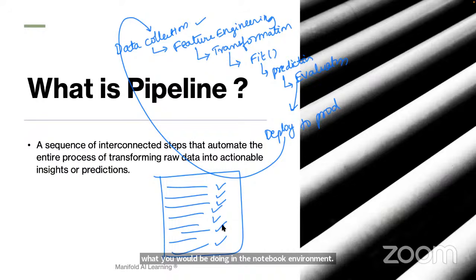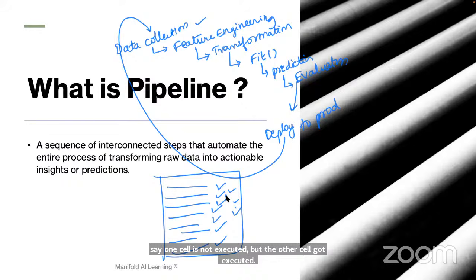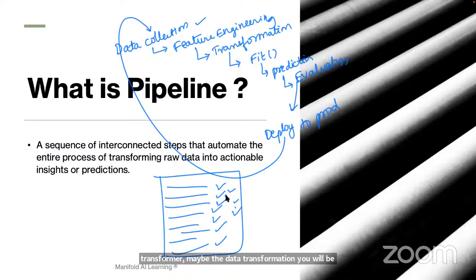One of the key challenges if you're executing in a manual manner is that it is error prone. Due to some error, let's say one cell is not executed, but the other cell got executed. If that step is the data transformation, you will be missing that step itself and you will not be able to observe it unless you pay attention. So it is very difficult to track. Another thing is, if something changes in the data, you have to manually execute the steps in your notebook environment. So what is the solution?